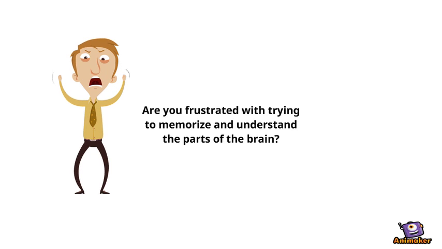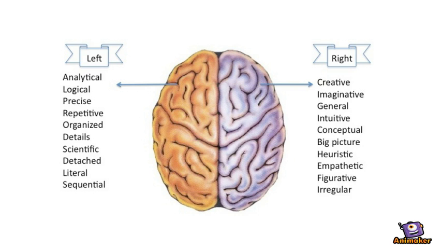Are you frustrated with trying to memorize and understand the parts of the brain? Well, not to worry. Let me talk you through the parts of the brain. To begin, the brain is split into two parts, the left and right hemispheres with contralateral control.